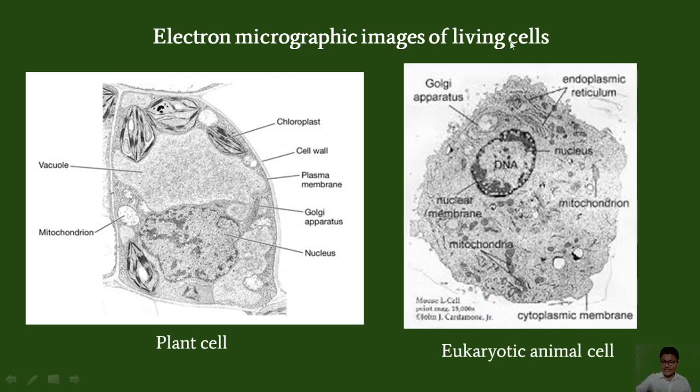Now in the case of animal cell, it's not so rigid. There is no cell wall. Cell membrane is present, which is also known as cytoplasmic membrane. We have cytoplasm, mitochondria, nucleus, Golgi apparatus, endoplasmic reticulum. These two images are not very clear, so we will simplify and see a better, more contrasting image.